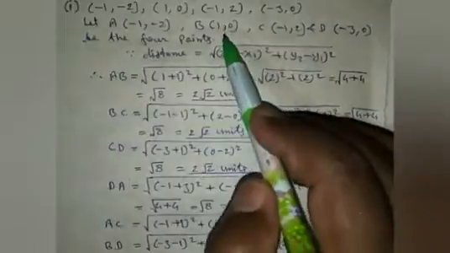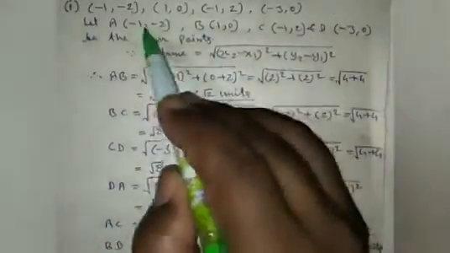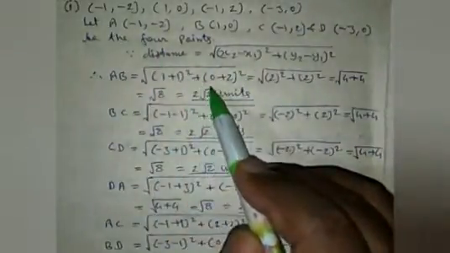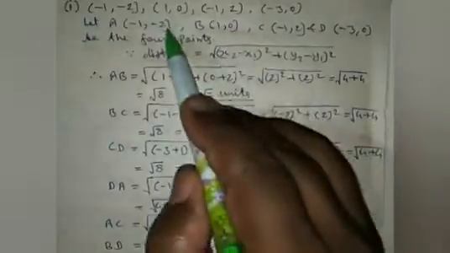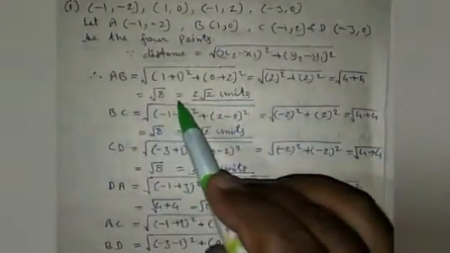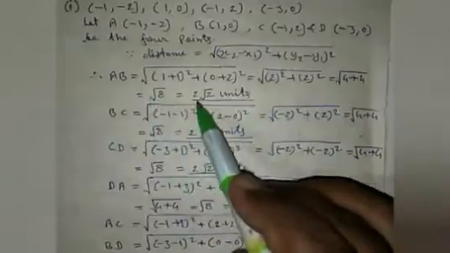Here AB is equal to under root (x2 minus x1), means (1 minus -1), that is (1 plus 1) whole square, plus (0 minus -2), that is (0 plus 2) whole square, which is equal to under root 2 square plus 2 square, which is equal to under root 4 plus 4, that is equal to root 8, which is equal to 2 root 2 units, because 8 is 4 into 2, square root of 4 is 2.